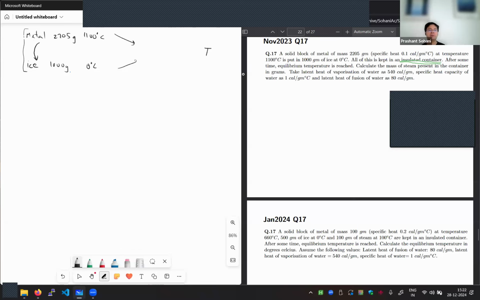So when the equilibrium is reached, the metal has also cooled down to temperature T, and the water was raised up to 100 degrees Celsius. So the equilibrium temperature was 100 degrees Celsius. It is not an unknown variable. All the ice became water, it boiled to 100 degrees, and after that some of it became steam, not all of it. Some of it has become steam, but some of it is still water. We don't know how much is steam and how much is water, and that is what we have to find out here.